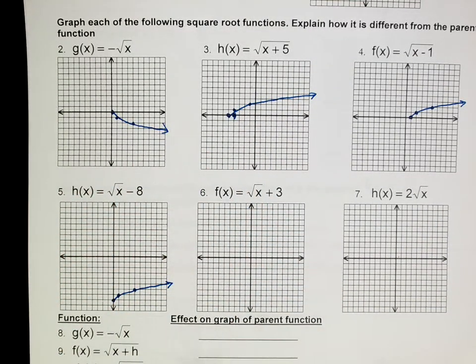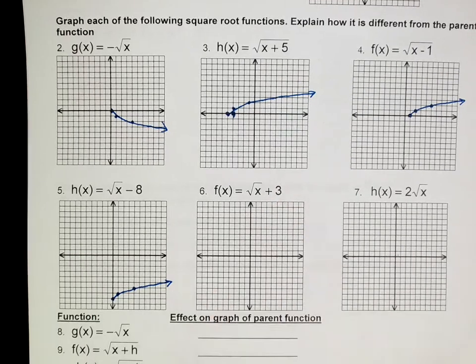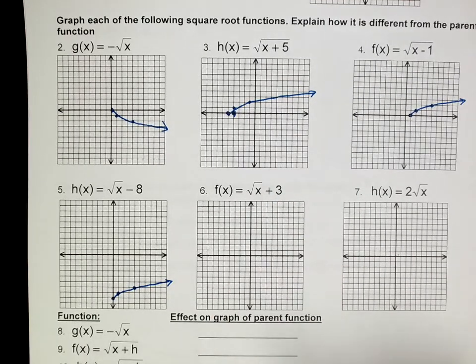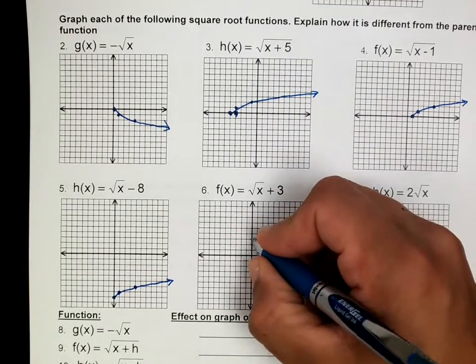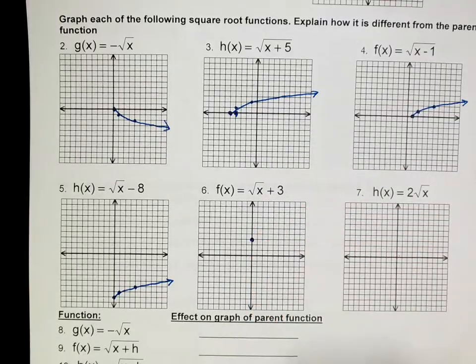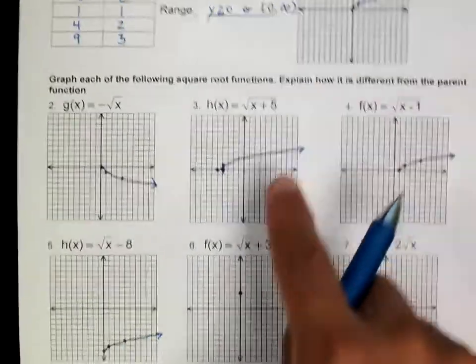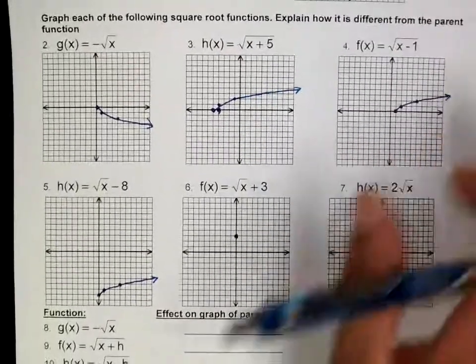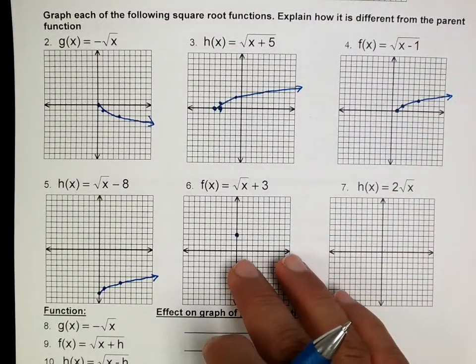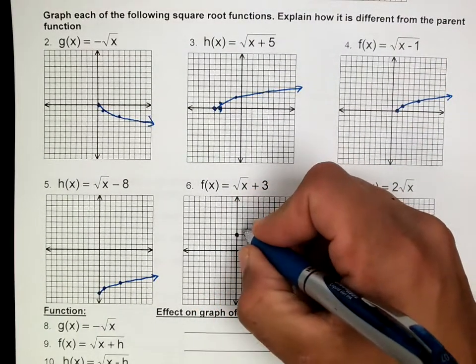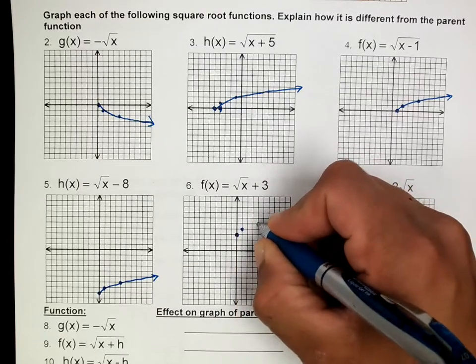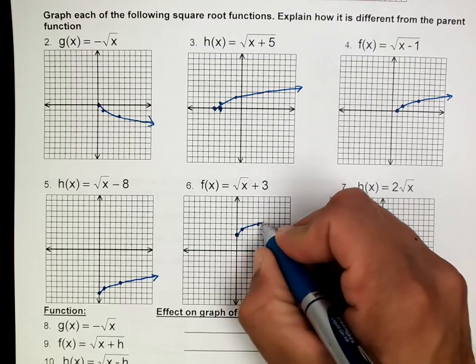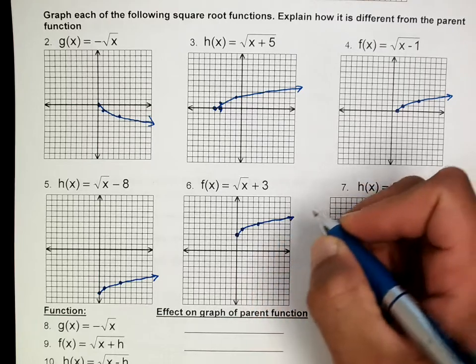Okay? Now, if I have a plus 3, hopefully you're seeing the logic behind this: the parent function is going to move up 3. So it's going to look exactly like this one, the only difference is that this graph is going to be translated 3 spots up. So that is what it looks like.